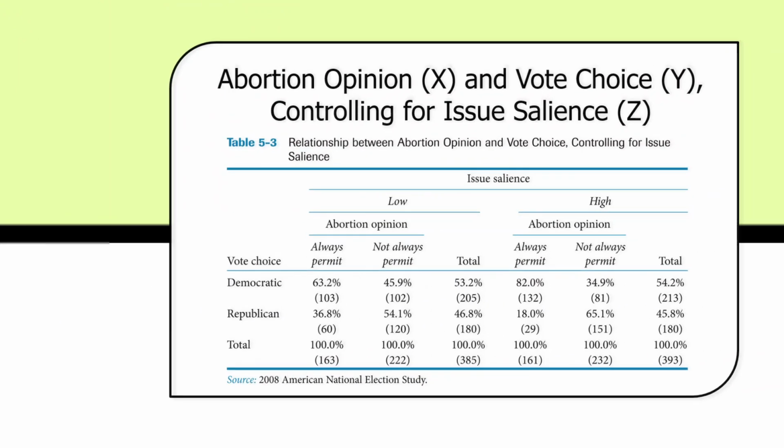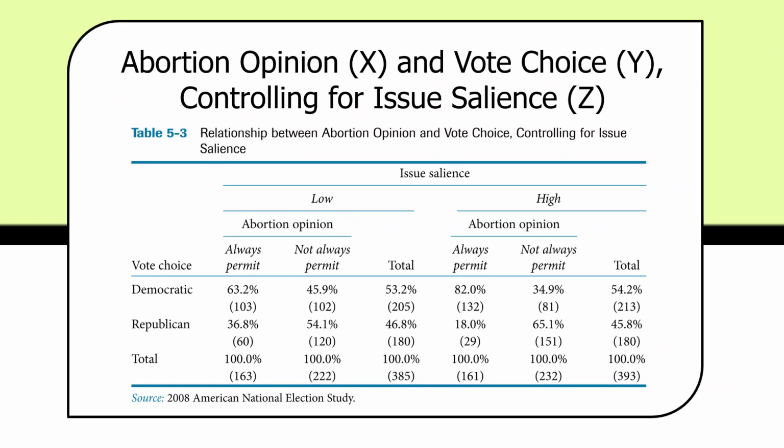Here's the table. It's a controlled cross-tabulation, just like the previous example. In this case, issue salience, we've divided the sample into those who give the abortion issue lower importance, lower salience, and those who give it higher importance, higher salience. So that's our control variable. We have vote choice, Democratic or Republican, as the dependent variable.